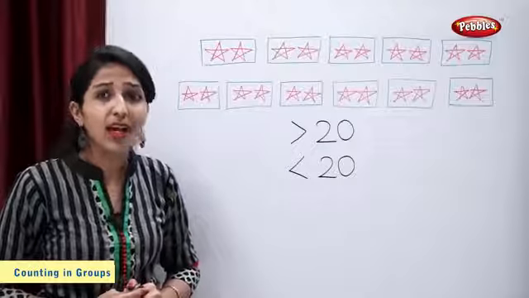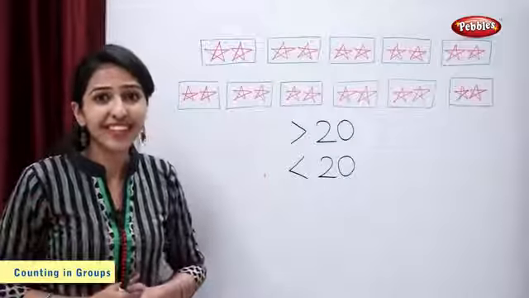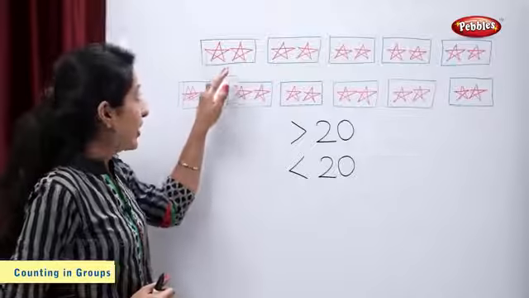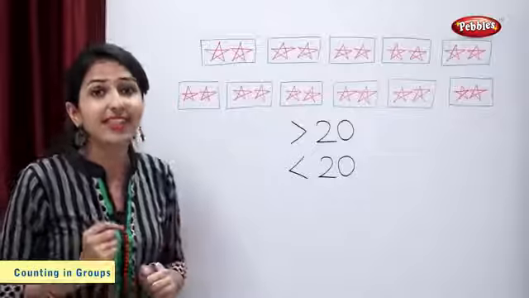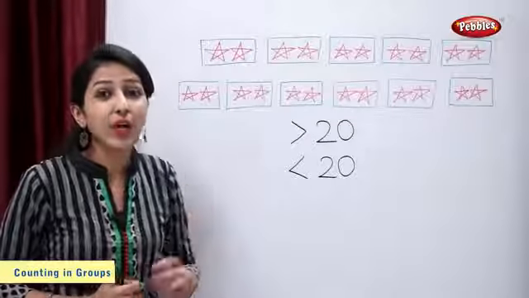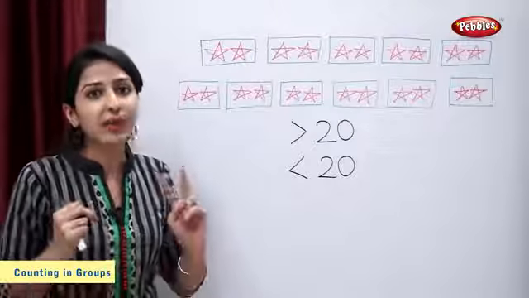Tell me students, now what is the total number of stars? 11 pairs with 2 stars each. So that is equal to 22. So we have 22 stars.